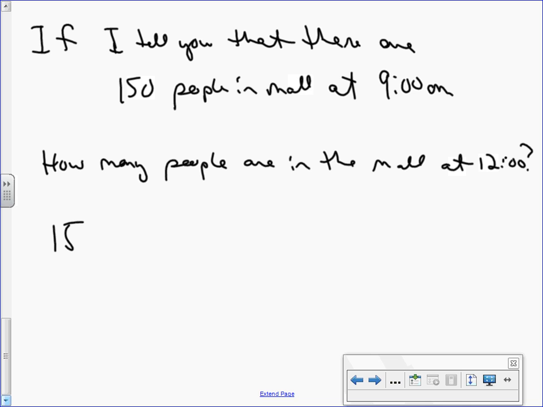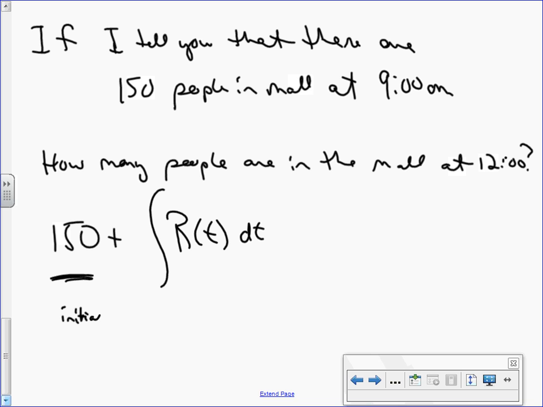Well, there were 150 people to begin with. This equation tells us how it is changing. It tells us a rate of change. We have a rate of change and we want an amount of change. We take the antiderivative of the rate of change and it gives us an amount of change. So we start with an initial value plus an amount of change.